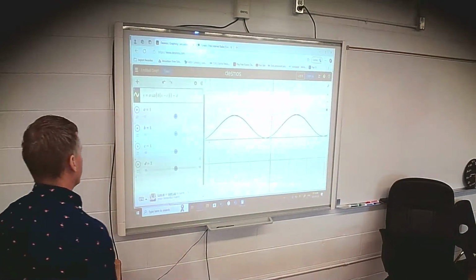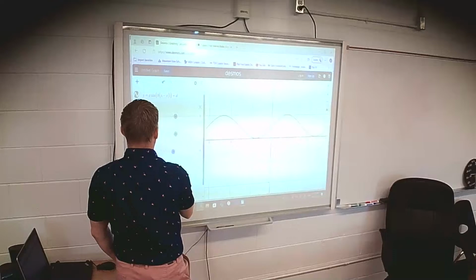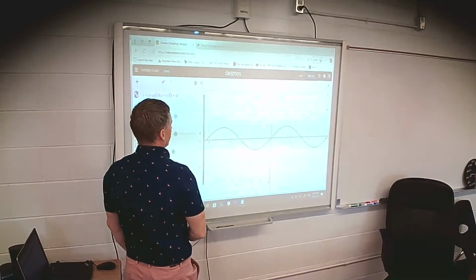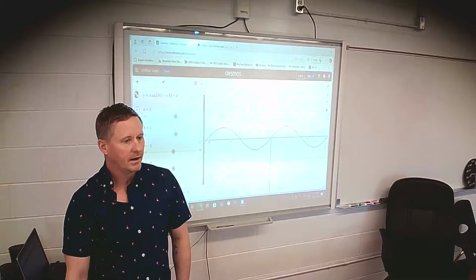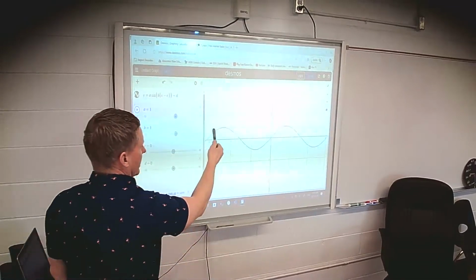Now, I want my C to be 0, so I'm going to start there. My D is going to be 0 as well. So that starts there. Okay. So there's where A is equal to 1 and B is equal to 1. All right. So that is the equation of y equals sine x. So now let's look at what happens to the graph when I adjust some of these. So by adjusting A, what should happen to this graph?